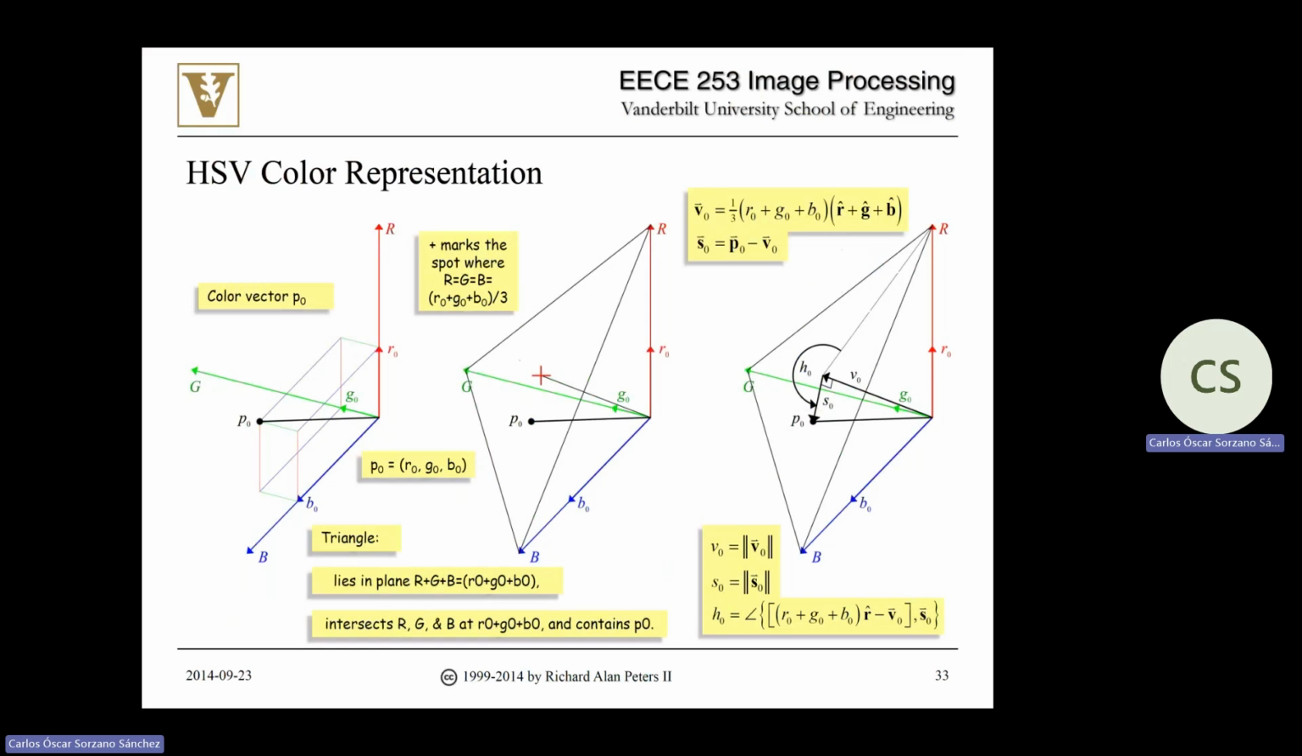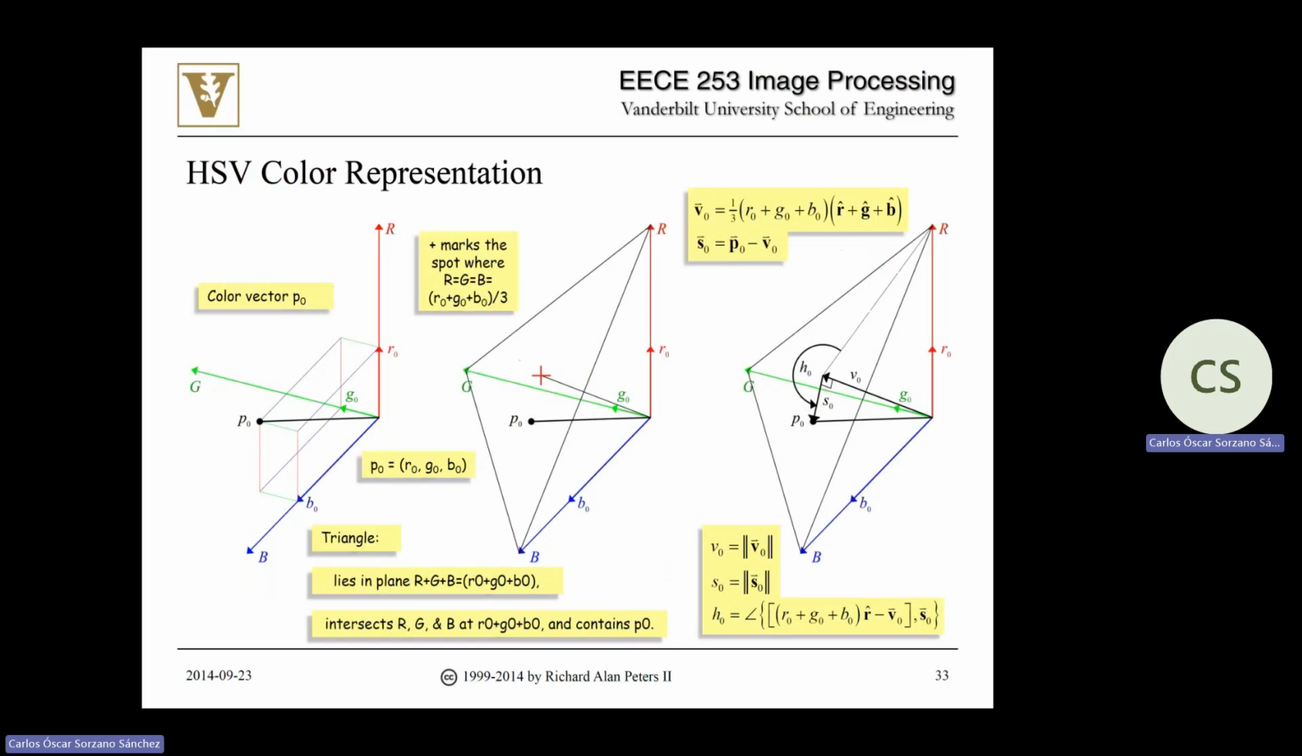So now I have the three pieces of information. The first one is the center of that plane. That is the BBB, and I will tell you the module of that, because the three numbers are the same, so I just need to tell you one of the numbers. And I will tell you how far you are from that point, that is the saturation.